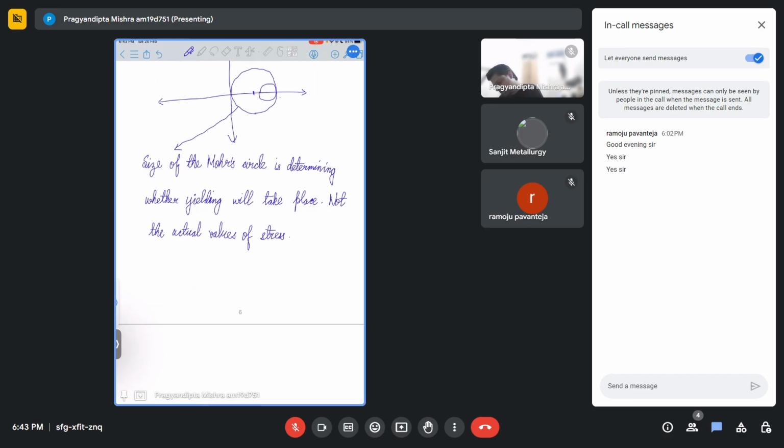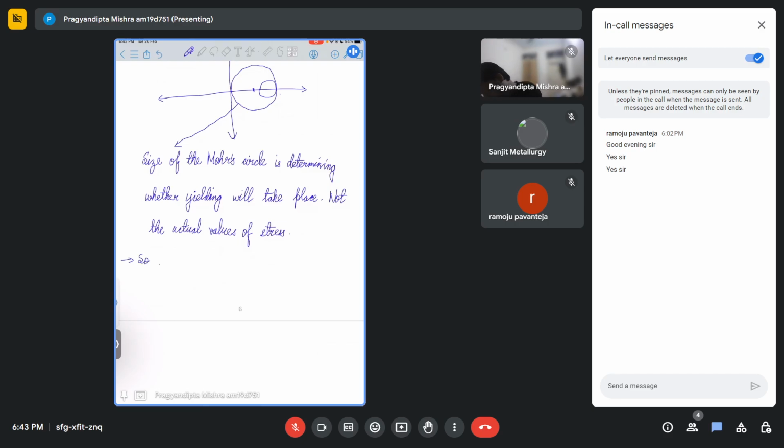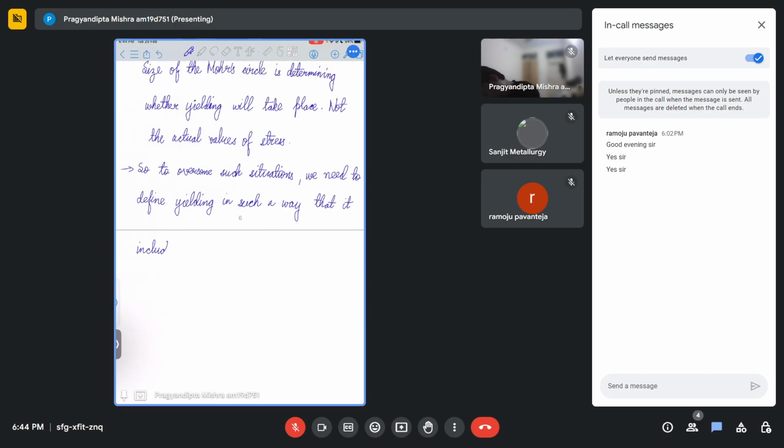So let me just write down. To overcome such situations, we need to define yielding in such a way that it includes the overall stress state.